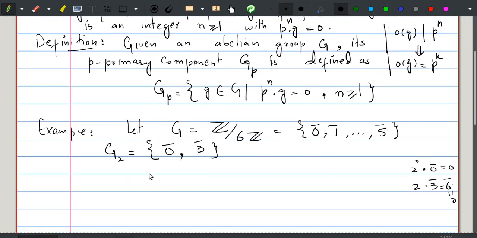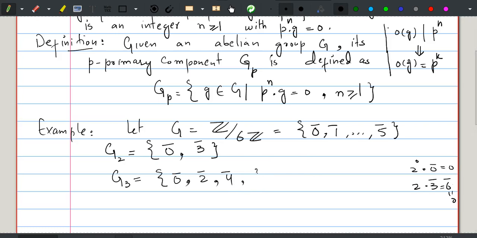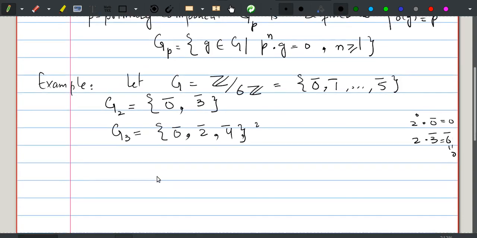Now let us look at G_3. It consists of 0 bar, 2 bar because 3 times 2 is 6 and 6 bar is 0 bar, and 4 bar. So this is G_3. So it has these two primary components, G_2 and G_3.